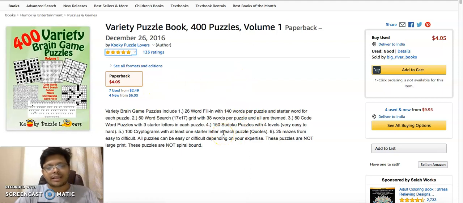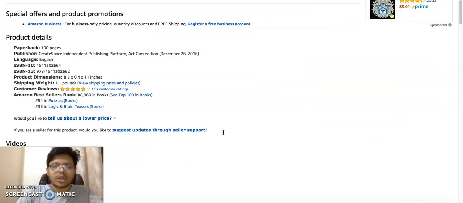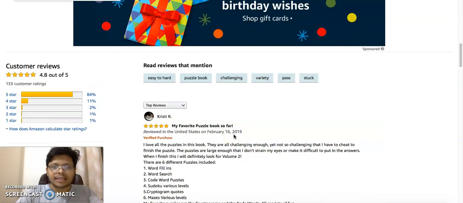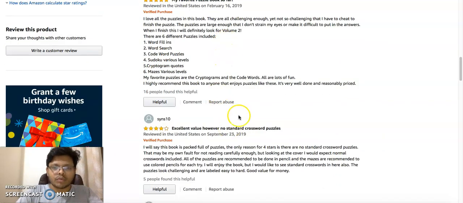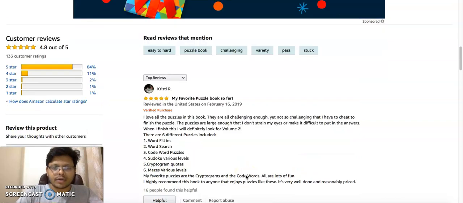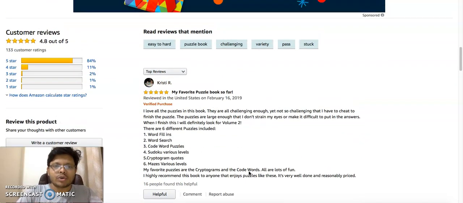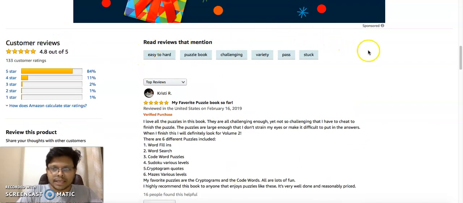Now this book, if you see, is one of the better selling ones that we have for puzzles. So now I'm going to take a look at the reviews that this particular book has. But instead of going through all of these keywords and reviewing all these things, I would look at this particular section in the review page.